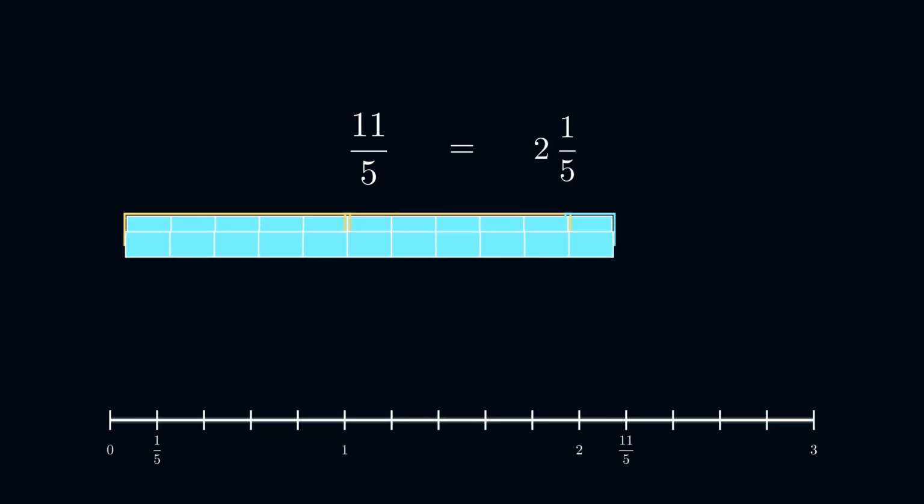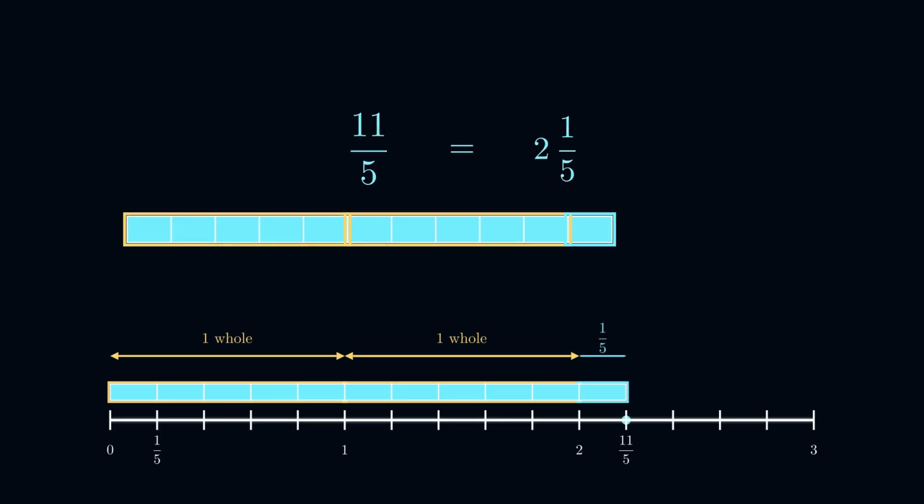Now another improper fraction. 11/5. 5/5 make 1 whole. Another 5/5 make a second whole. That accounts for 10/5. 1/5 remains, so 11/5 is 2 1/5. The number line and the bar model agree. 2 whole groups and 1/5 left over.